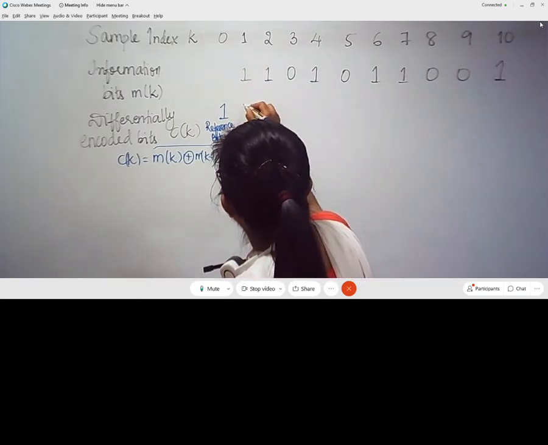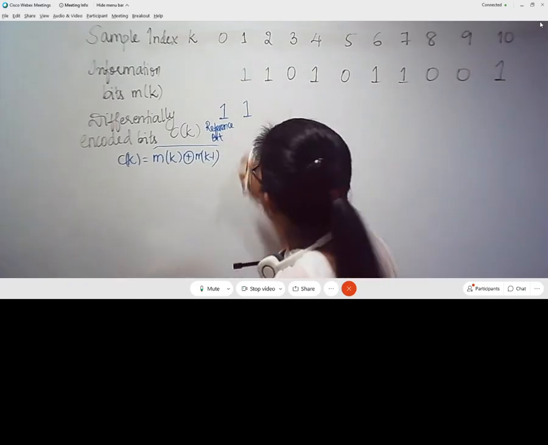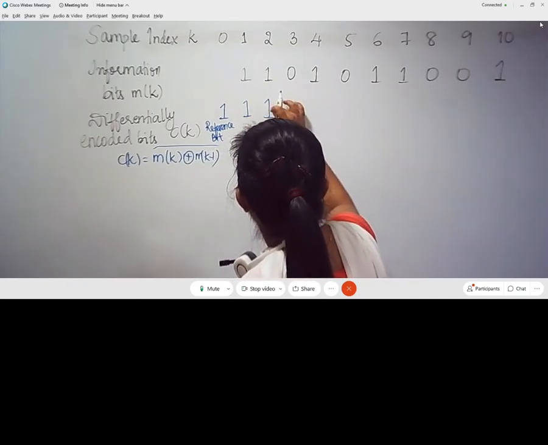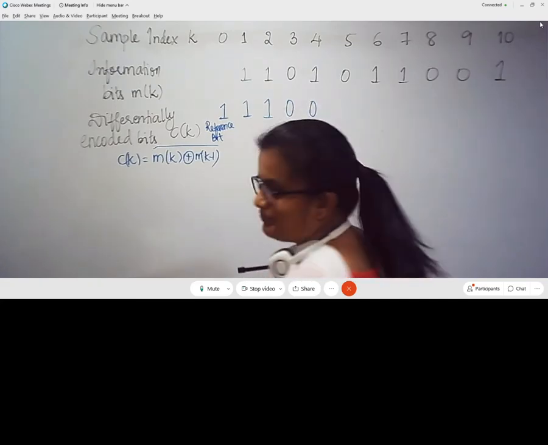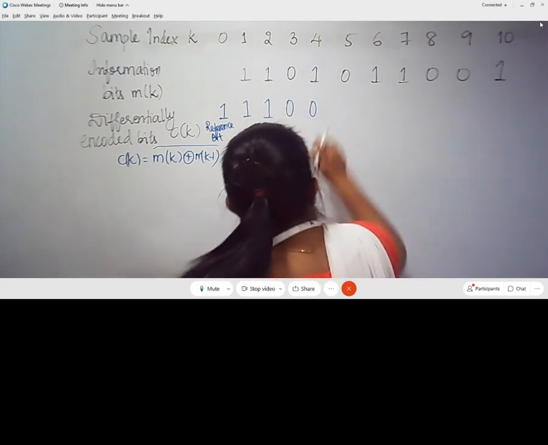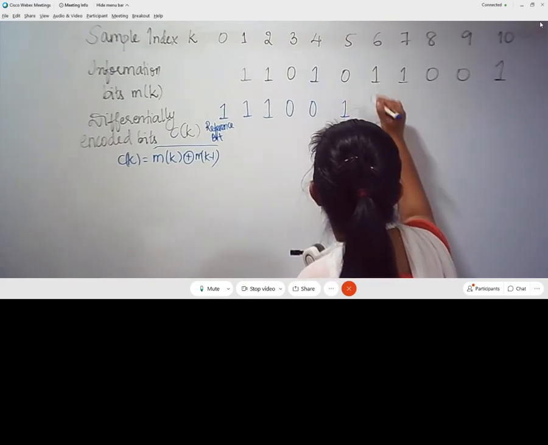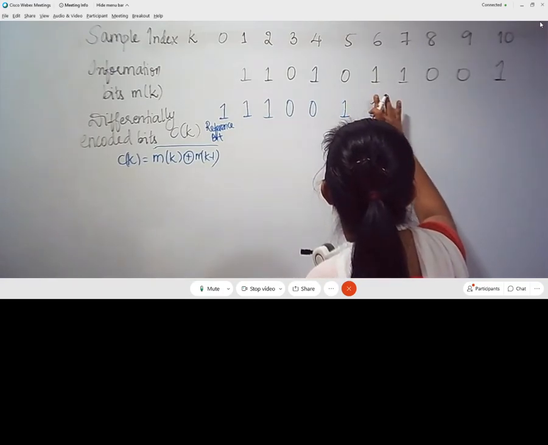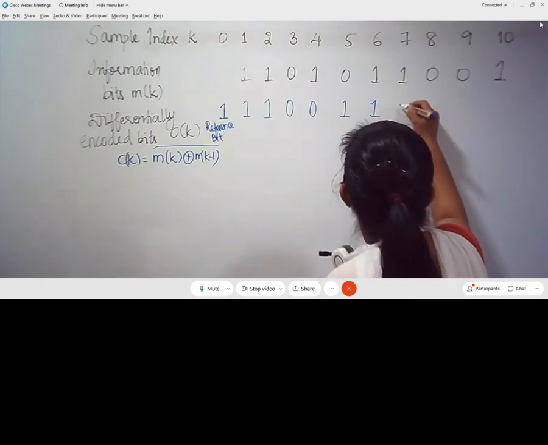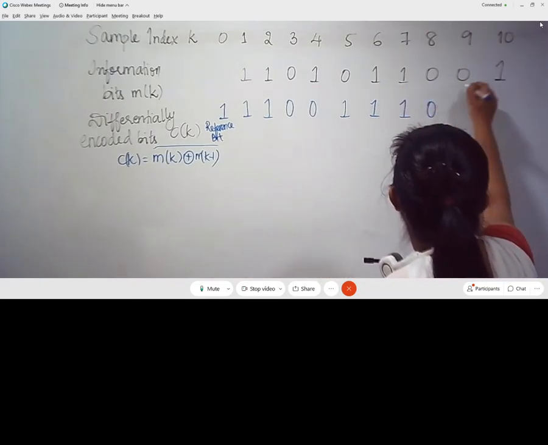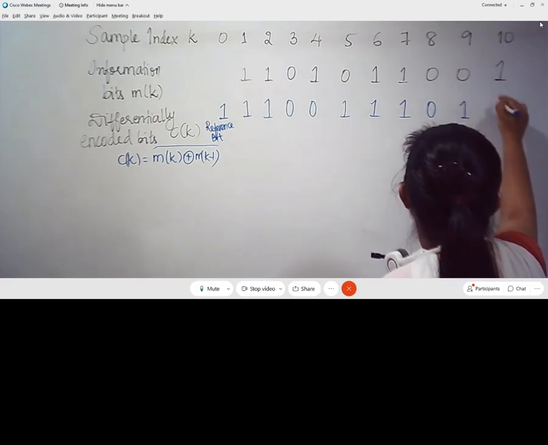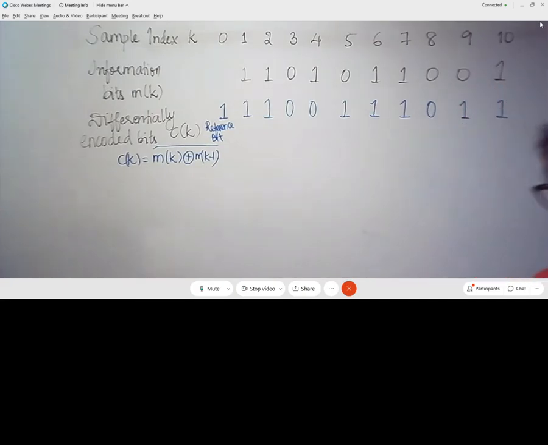1 plus 1 will be 1 for XNOR. 1 plus 1 is again 1. 1 plus 0 will be 0. 0 plus 1 is 0. Right? 0 plus 0 is 1. 1 plus 1 is 1. 1 plus 1 is 1. 1 plus 1 is 1. XNOR operation, 1 plus 0 is 0. 0 plus 0 is 1. 1 plus 1 is 1. So this is what I get after encoding the incoming bit stream.